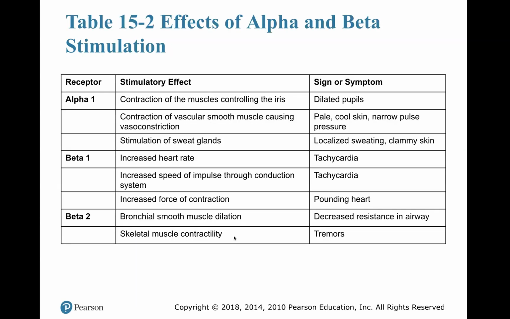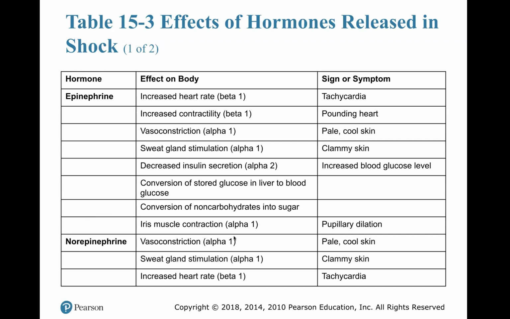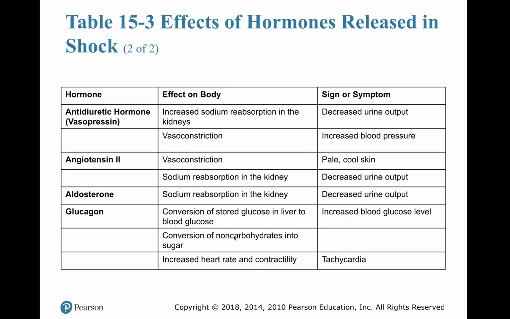Here are the effects of alpha and beta stimulation. You see the receptor, alpha 1, beta 2, stimulatory effect, and then sign or symptom. You can read these. I want you to read these and become familiar with them. It will help you on the test. The chart is continued. Continued again.